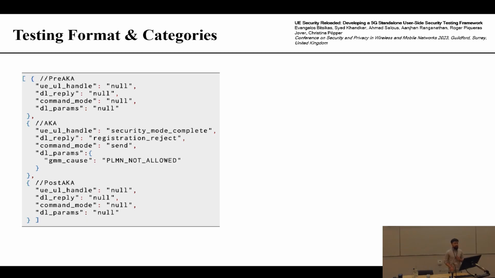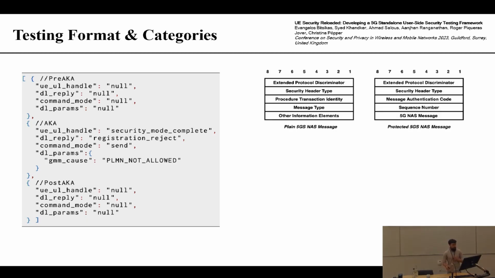This is a representation of an actual test case format. It is separated into three parts based on the AKA, and we specify the uplink, downlink, and the command mode, which can be send or replay. And then in the parameters, we have the different parameters of the downlink message that we want to send. We adhere to the actual structure of the messages. This shows the structure of the NAS in plain and protected mode. We do not include or send any kind of malformed messages.